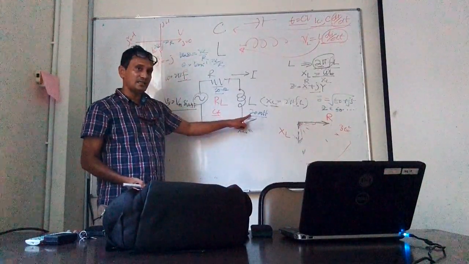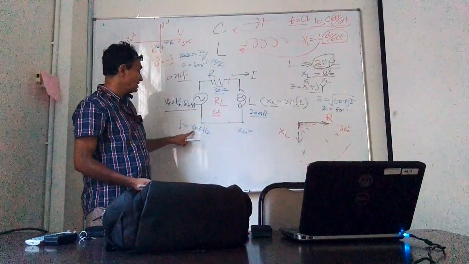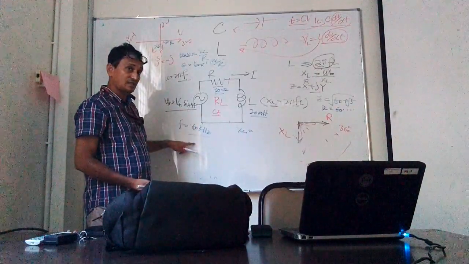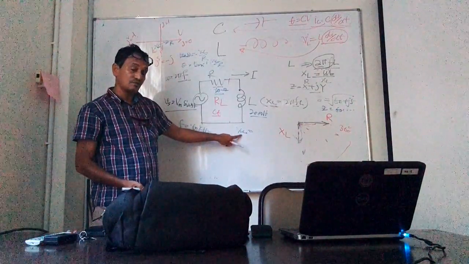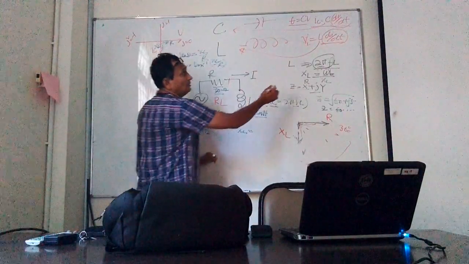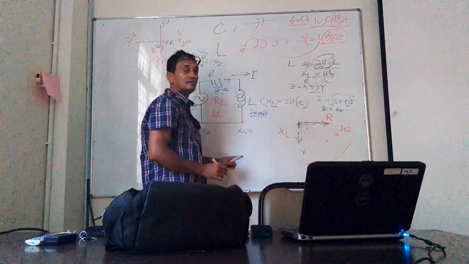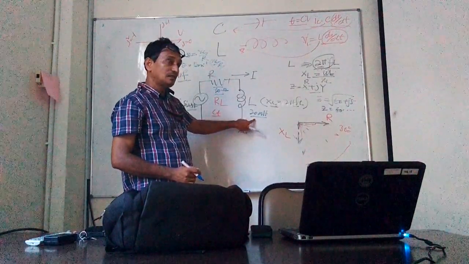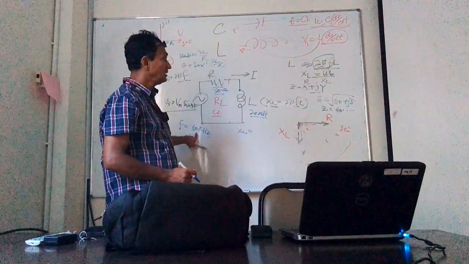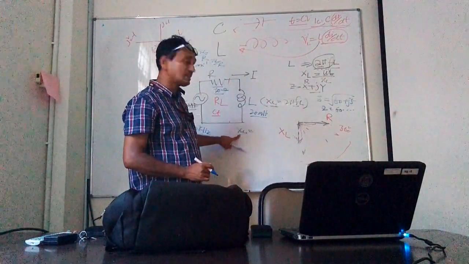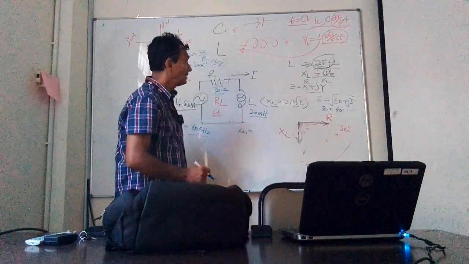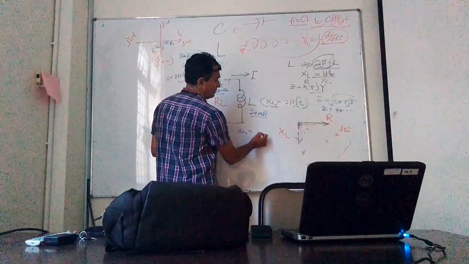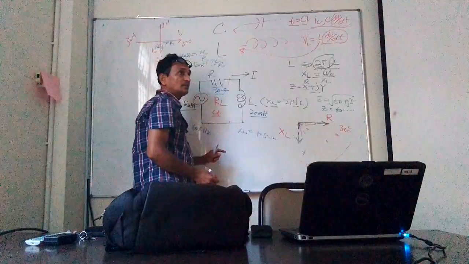If the inductance value is 20 millihenry and the supply frequency is 60 kilohertz, then how much should the XL value be? XL equal to 2 pi FL. So put in the values, 20 millihenry and 60 kilohertz. Then you should find the XL value. How much is it here? 7.5 ohms. Is it like this?